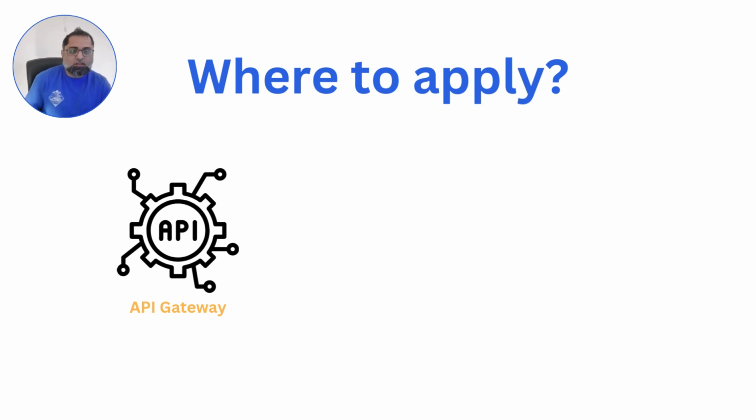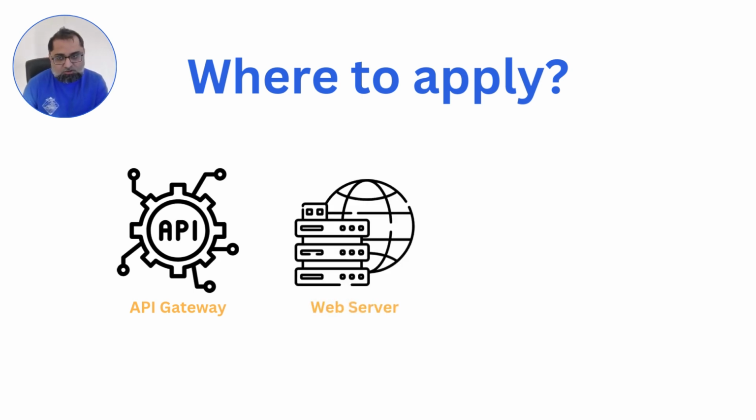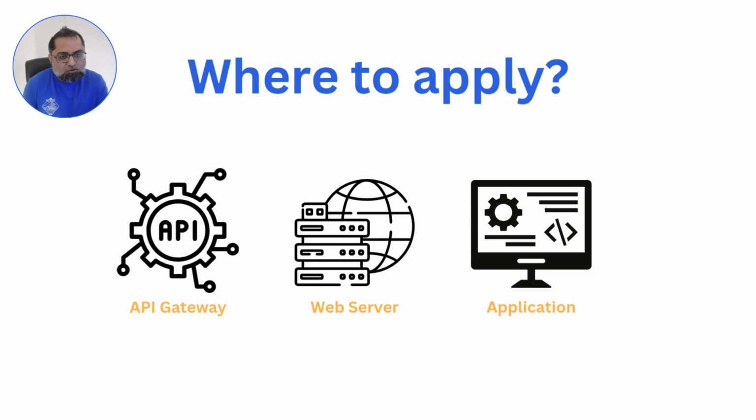Another good option is applying limits at the web server level using Nginx or Cloudflare. This is especially useful for websites where you can block scrapers, bots, or excessive login attempts before they reach your application. The last resort is applying rate limiting inside your application. While this can work for fine grained controls like setting different limits for different users, it's not ideal as a first line of defense because the request has already consumed CPU and memory by the time your app processes it.